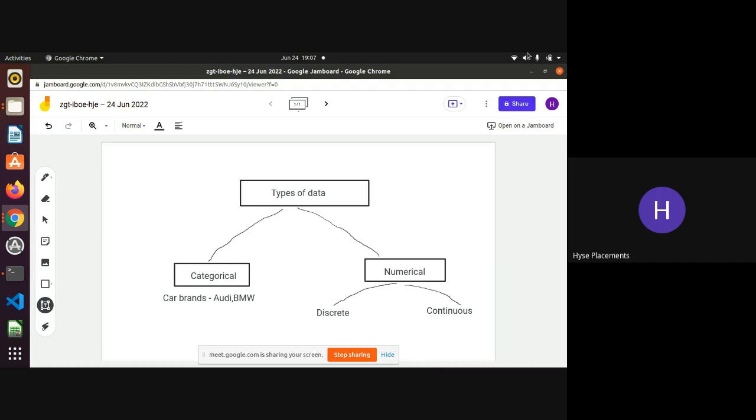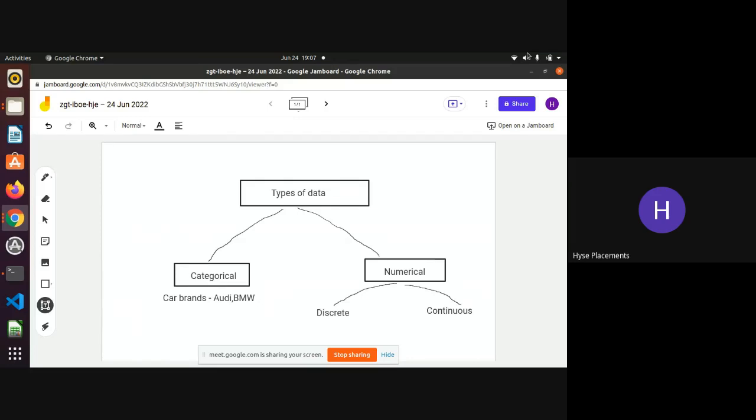Yeah, and the numerical data is divided into two types: discrete and continuous. Discrete is something where you can count it, and continuous is something where you can't count it because it is infinite. It goes on in a loop.